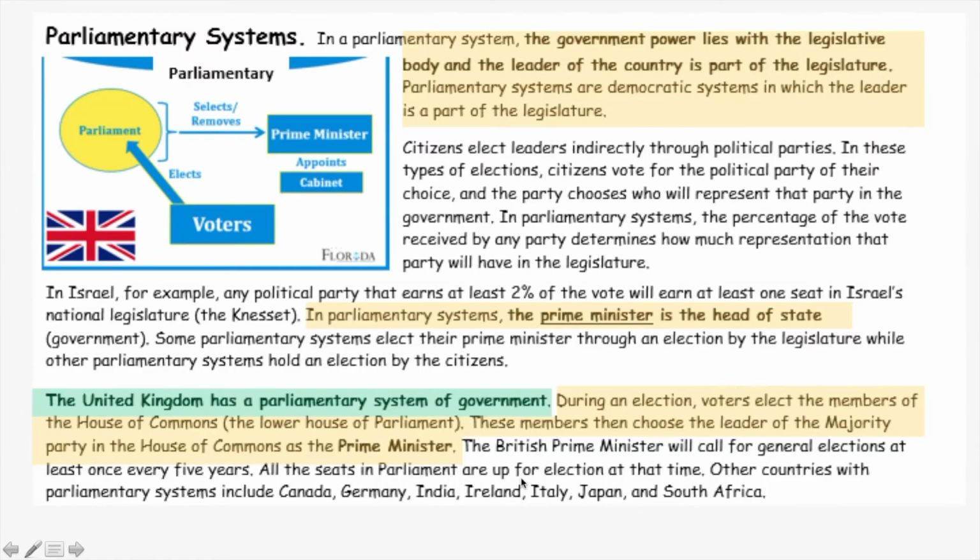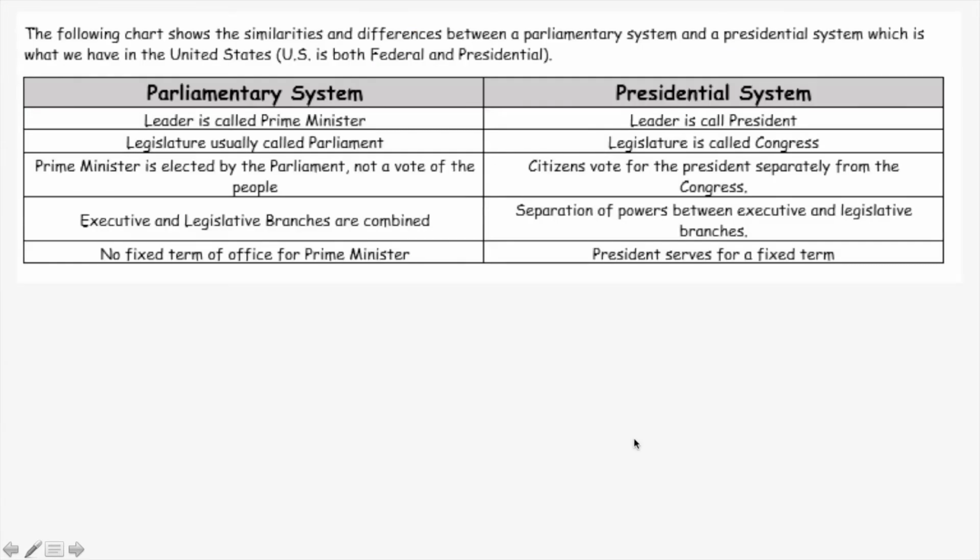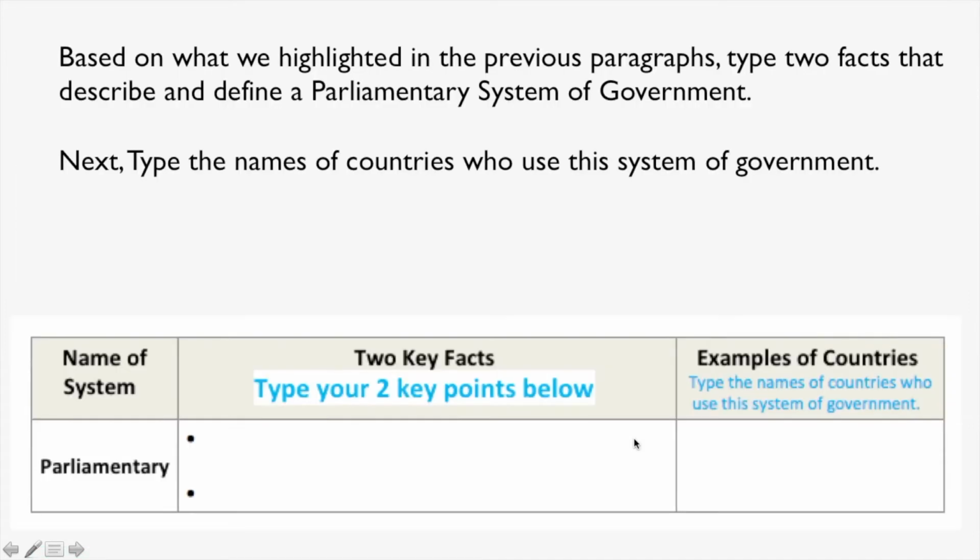So here are some more examples you could pick for countries. You're required to write all the different examples that I give you. So Canada, Germany, India, Ireland, Italy, Japan, and South Africa. Make sure you're filling those out. We're going to be filling those out in here. So all the names of the countries that were listed that have this type of government, put them here. Okay?